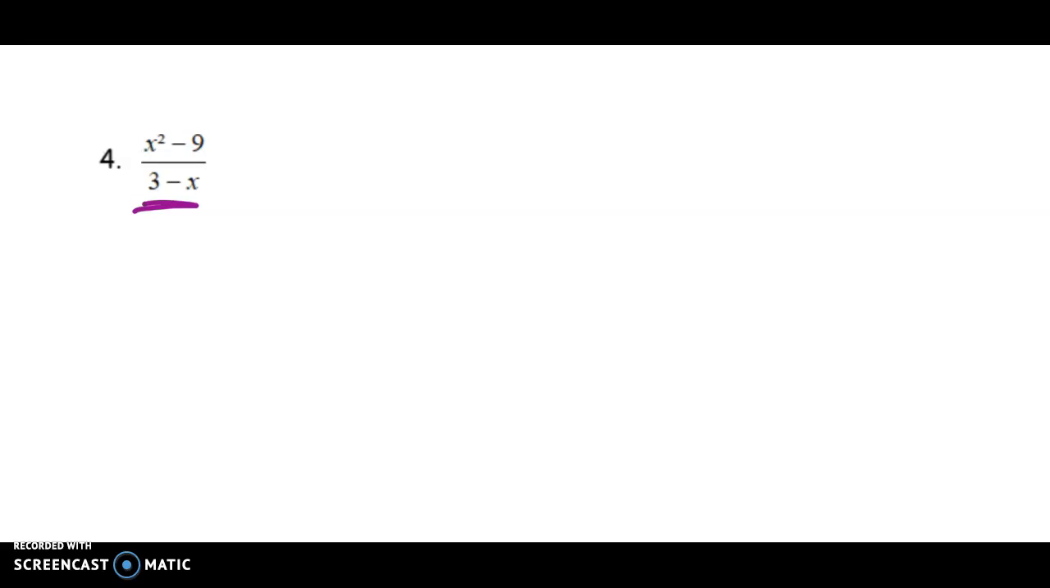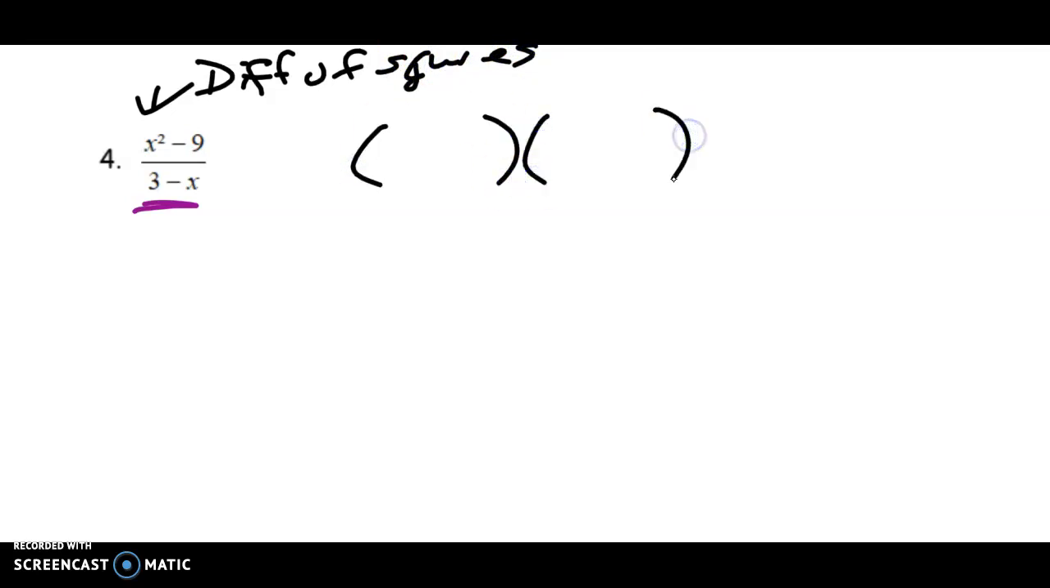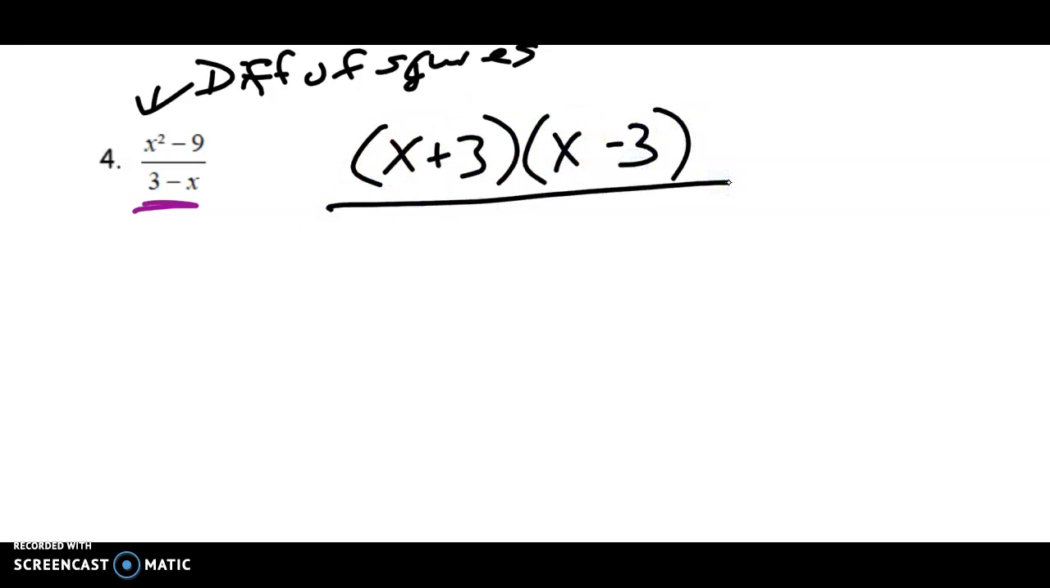In the numerator, I'm going to have a difference of 2 squares. So we need to factor that. All right, so remember they are conjugates. So it's going to be x plus 3 times x minus 3. And then factoring out the -1 and turning that around, I'm going to get an x minus 3 because you have to factor that -1 from both of the terms.